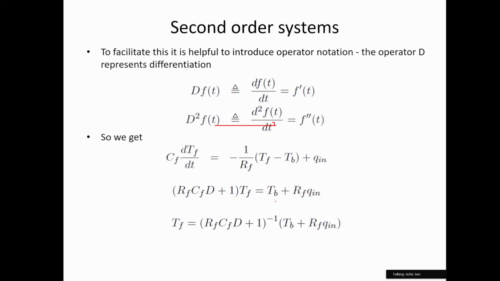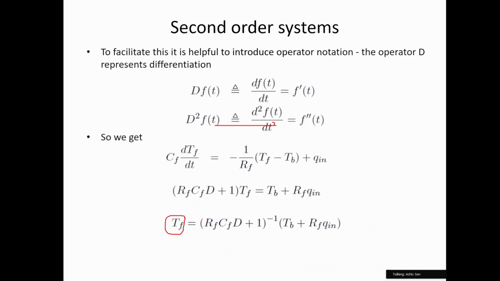So that is equal to Tb, because here there is a minus sign. Here there is a minus sign, so it is equal to Tb plus, you multiply the Rf on both sides, so Rf into Qn. So from here, you can write that your Tf is going to be (Rf Cf d plus 1) to the power minus 1, because you are taking this to this side, into (Tb plus Rf into Qn). So basically, you have now found an expression for Tf in terms of all other parameters.